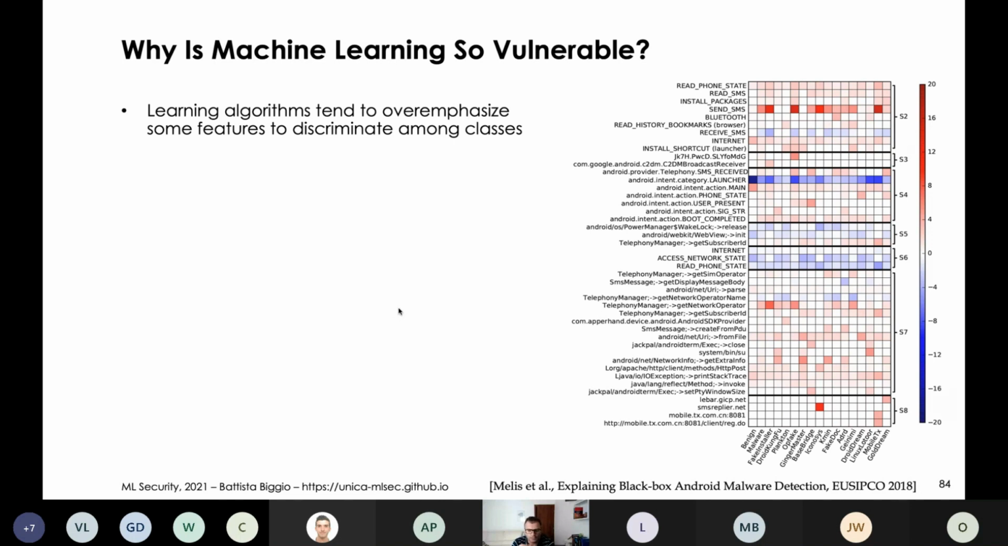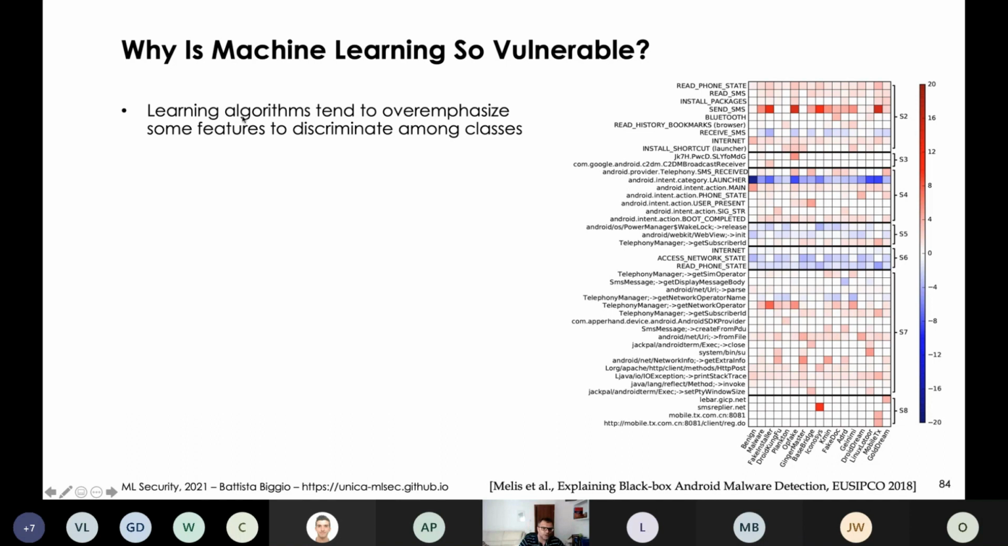And this is basically a paper where we try to explain what the algorithm learns. So I'm not going to give you any detail about this picture that you see on the right, but the main finding here was that learning algorithms in this specific case tend to overemphasize few features. And then if the attacker essentially knows that there are some specific permissions or API calls which are given, for instance, a very large negative weight, so they are a strong indication of a benign content, they can just plug this functionality in their file so that it's misclassified as legitimate.